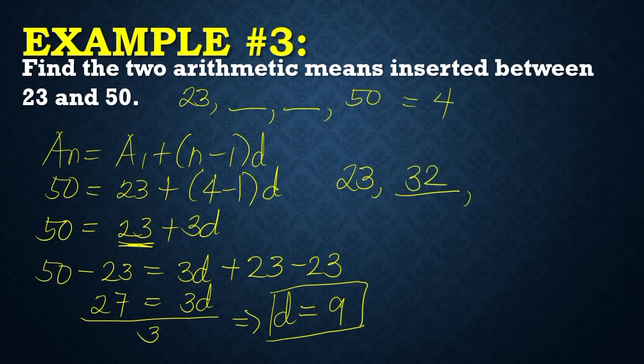Mag-add ka ulit ng 9, lilitaw naman ang 41. And another 9, lilitaw yung 50. So the two arithmetic means that we are looking for are 32 and 41. So yung final answer natin, 32 and 41.